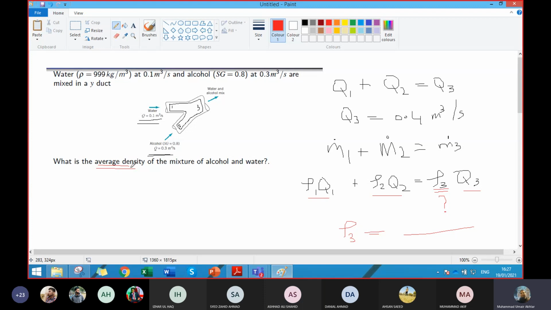And if you don't assume it incompressible, then you cannot write this second equation. Then you need to know the density functions, because the problem has stated the water density as 999 kg per meter cube, and it has given you the specific gravity of the alcohol. So you can calculate the density of alcohol, which will be equal to the specific gravity times rho of water. So if the density of the water is fixed, and the density of the alcohol is fixed, it means that you can assume it as incompressible flow. Clear? And you need to write the assumptions, whatever you assume.